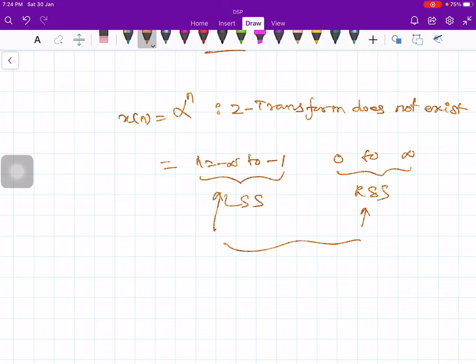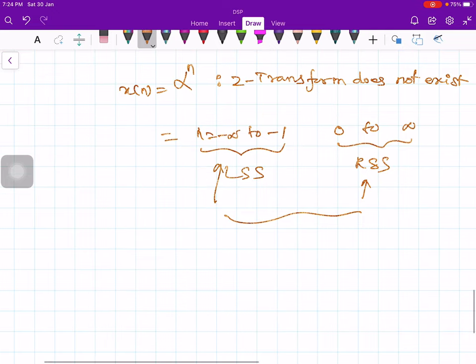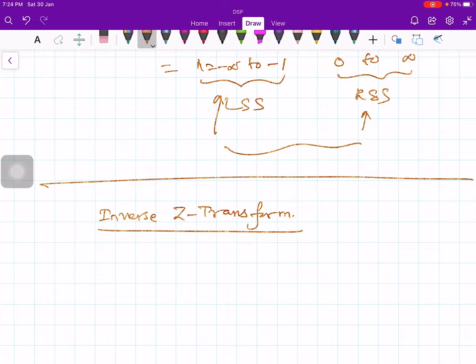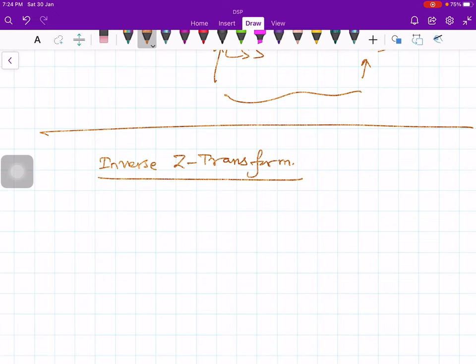So when you take this Z transform, now let's talk of the inverse Z transform. It is similar to the inverse discrete time Fourier transform. Now you recall that the Z transform G of z is equal to summation of g of n times z to the minus n, where n is from minus infinity to plus infinity.